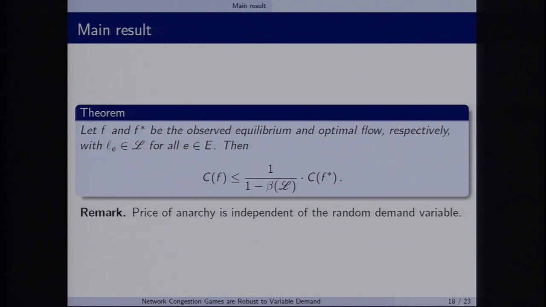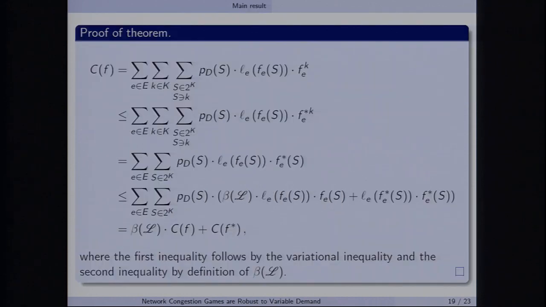So this congestion game with random demand. In fact, the price of anarchy is independent of the specific random demand variable. So the proof is not very surprising. It follows actually the exact same lines as the original proof. So I will skip that.